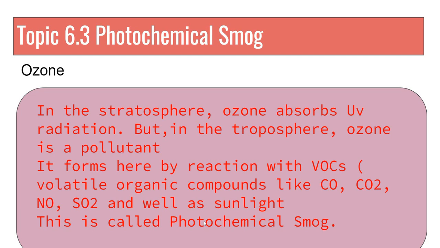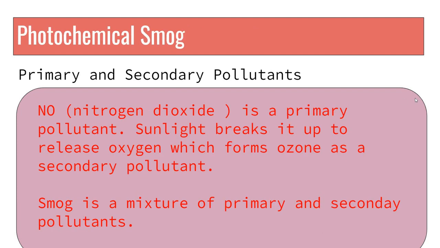And the real question is, what is causing the ozone to be pushed down into the troposphere? So let's remember what the difference between primary and secondary pollutants is. Primary means there's no additional chemical reaction that's going on there. So let's suppose out of your car exhaust, you're getting nitrous oxide, nitrogen dioxide, or sulfur dioxide. Those would be primary pollutants. But then the sunlight breaks it down to release oxygen, and this forms ozone. And ozone can then become a secondary pollutant. So smog will be a mixture of primary and secondary pollutants.